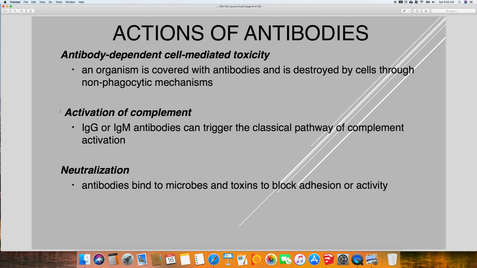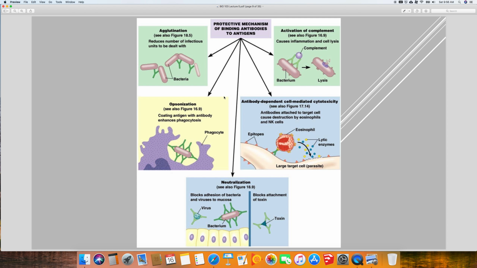Okay, and then the other two that I told you to know: activation of complement. IgG or IgM antibodies can activate complement by the classical pathway. And then neutralization. Antibodies can bind to microbes or bacterial toxins and block their activity or block their ability to bind to cells and colonize cells. So those are the big four actions of antibodies. Again, agglutination causes the clumping of these antigens, activation of complement, opsonization, so they can act as these flags, which signal these phagocytes to come consume the foreign antigen, and also neutralization.